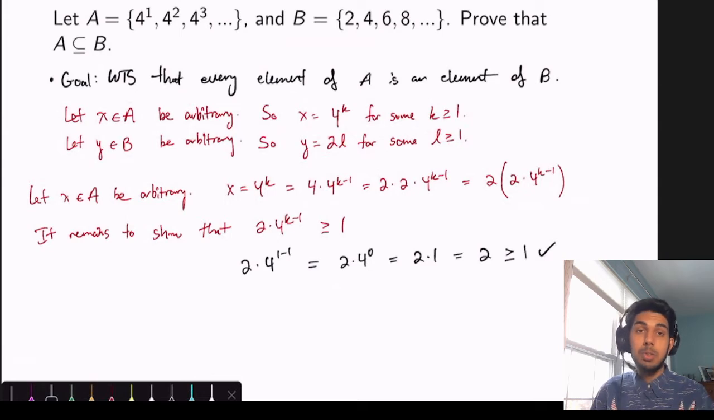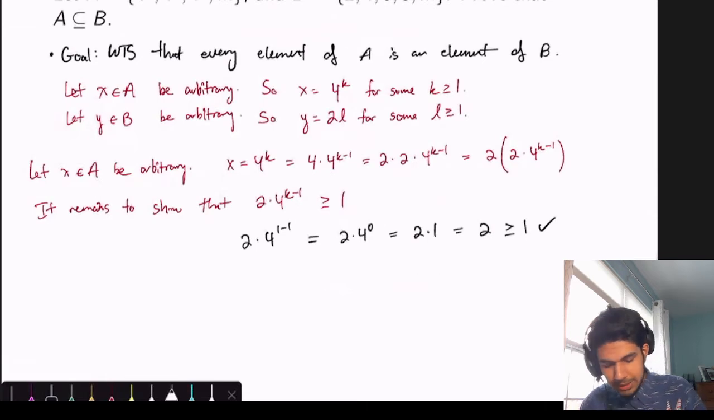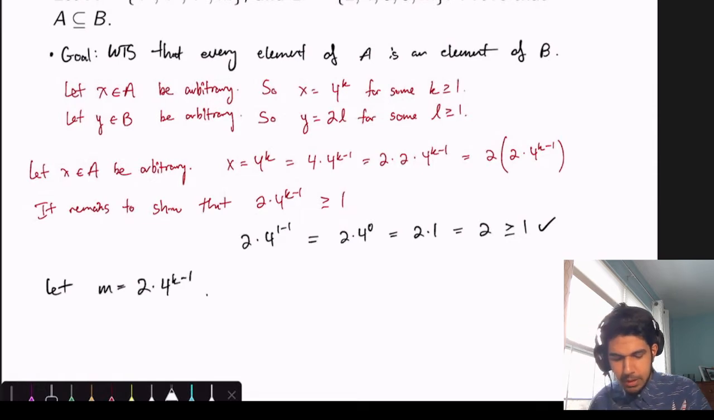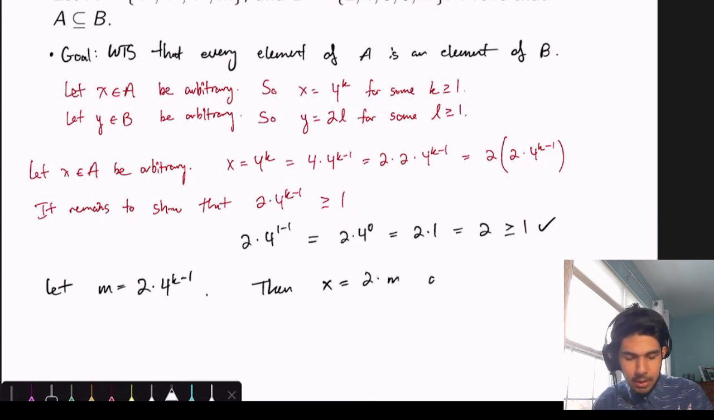K can only be larger than 1 or equal to it, and that would just make this quantity larger. So no matter what K is, this quantity is always greater than 1. So we can say let M equal 2 times 4 to the K minus 1. Then we have X is equal to 2 times that quantity, which is equal to M. And M is greater than or equal to 1, which we just showed up here.